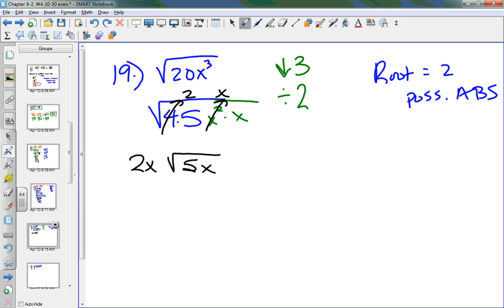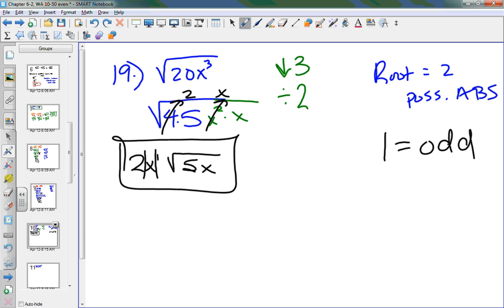5x. Now, Tristan said we may have absolute value. How do I determine if I need absolute value? I look at the exponent on the x that's outside, in front of the radical. And it's a 1. Since 1 is odd, I have to add the absolute value just around the x on the outside of the radical. Nothing happens underneath the radical. Box it in, and that's your answer.